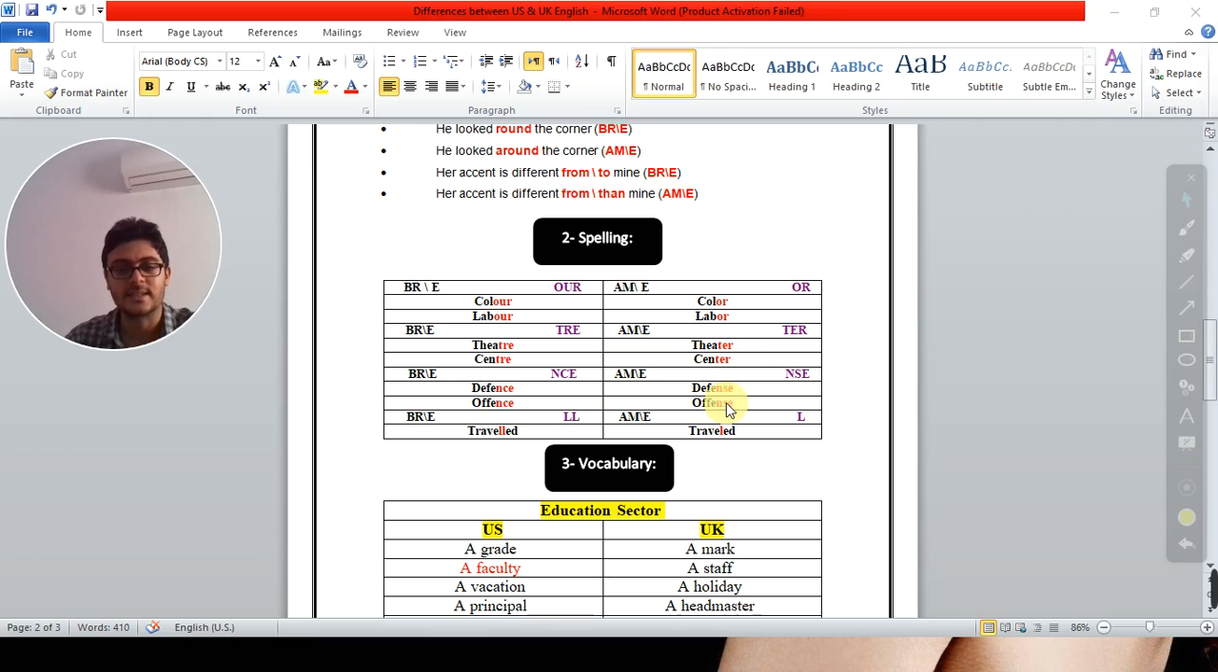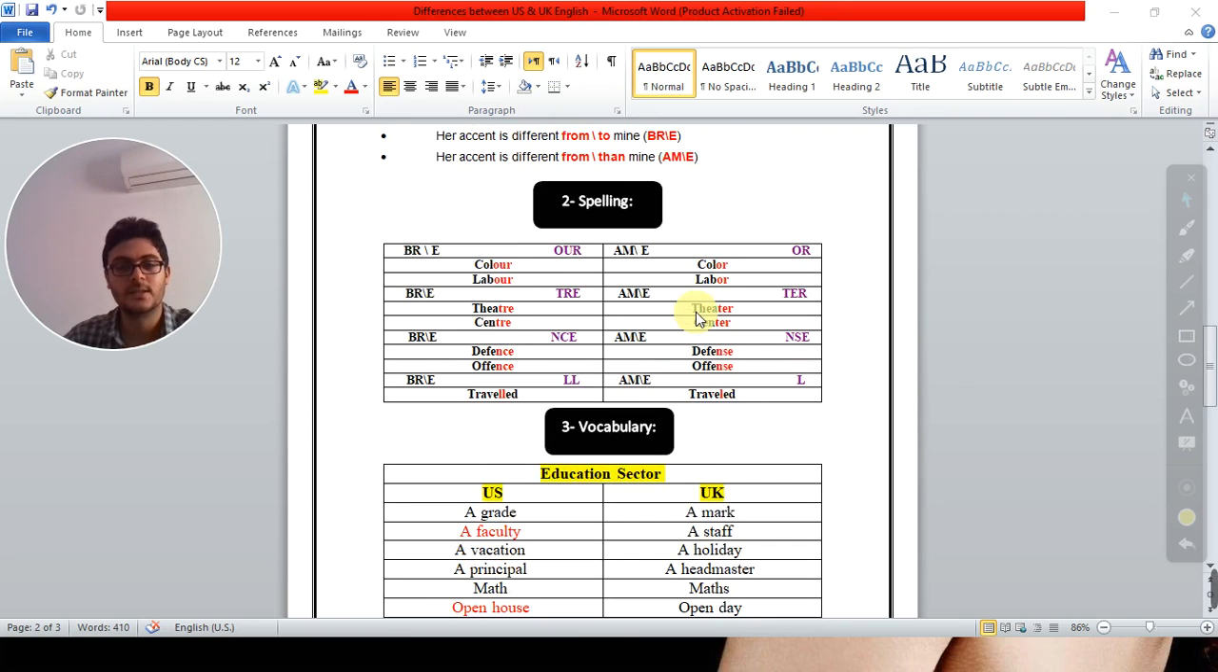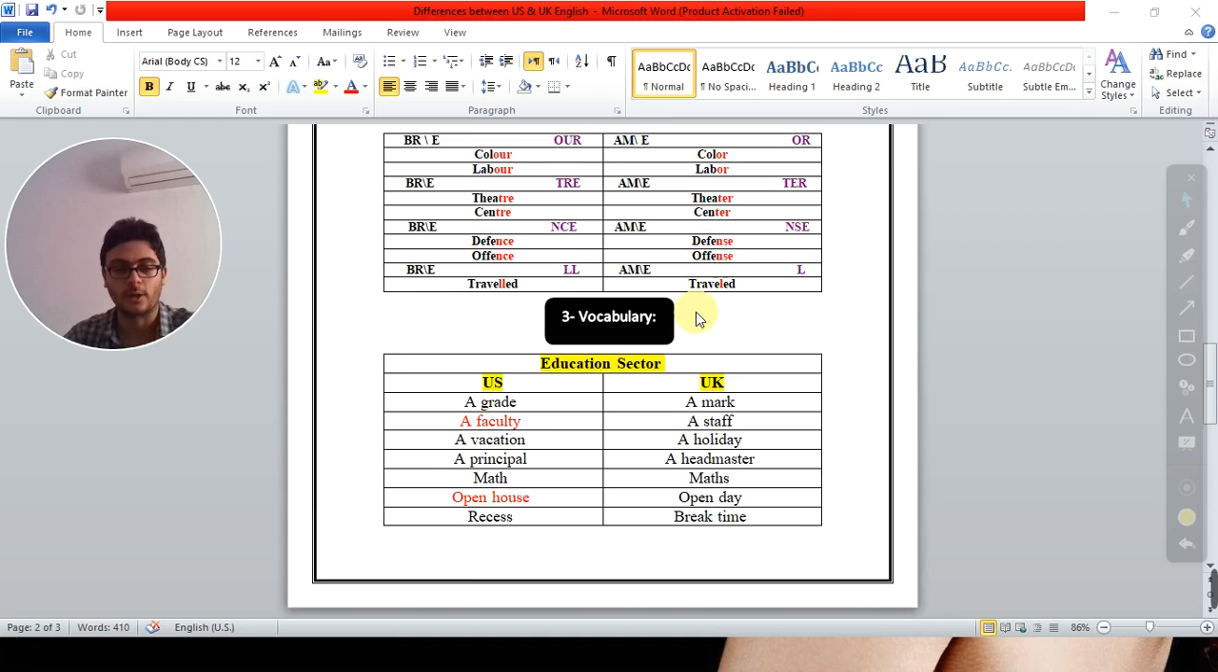Defense with an S is a sound S, and traveled with a double L. Webster saw that there is no reason to double the L, so he used only one L. And here are some differences in the second category, spelling. Let's move on to vocabulary.